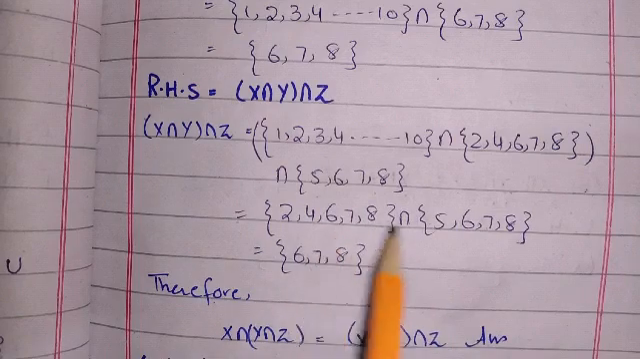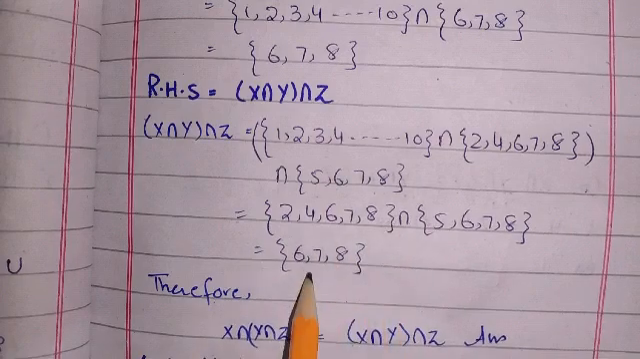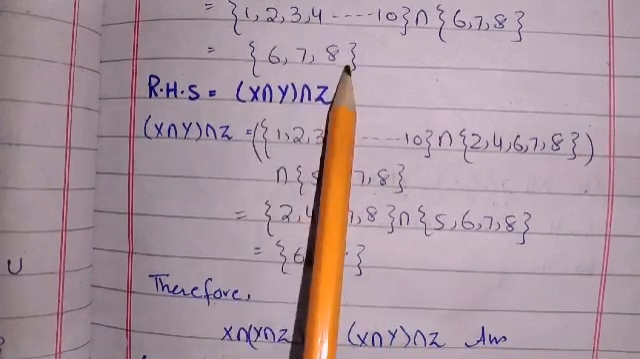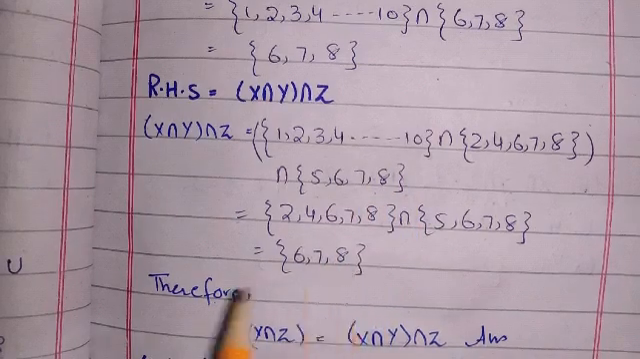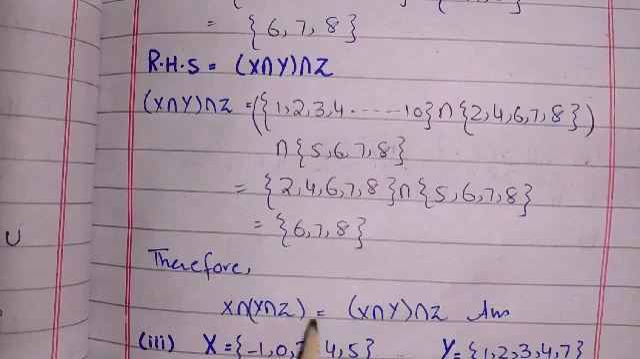As you can see that in these two sets we have three common elements, which are 6, 7, 8. So we will write our answer, which is 6, 7, 8. As you can see that the answer of the left hand side and right hand side are the same. So we will write, therefore X intersection Y intersection Z is equal to X intersection Y intersection Z.